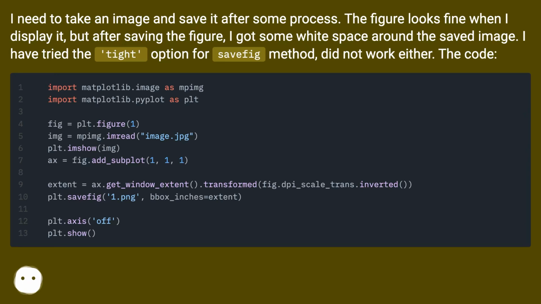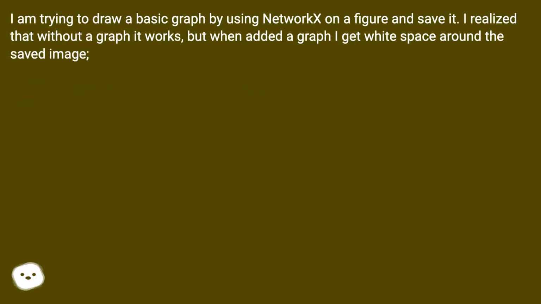The code. I am trying to draw a basic graph by using networkx on a figure and save it. I realized that without a graph it works, but when I edit a graph, I get white space around the saved image.